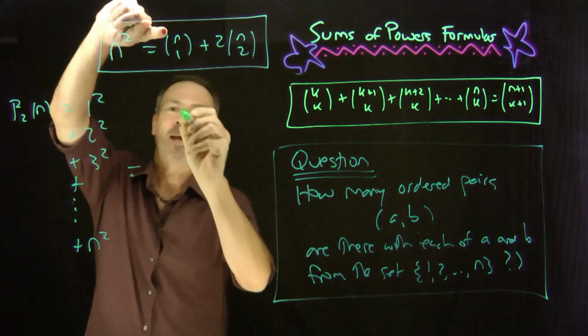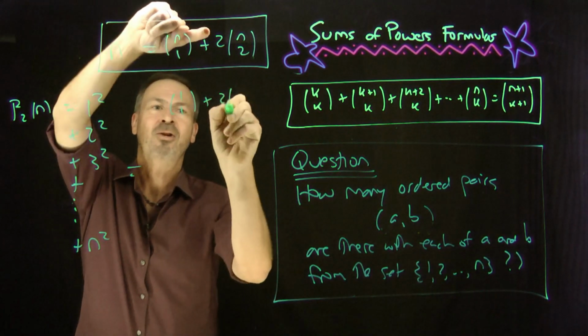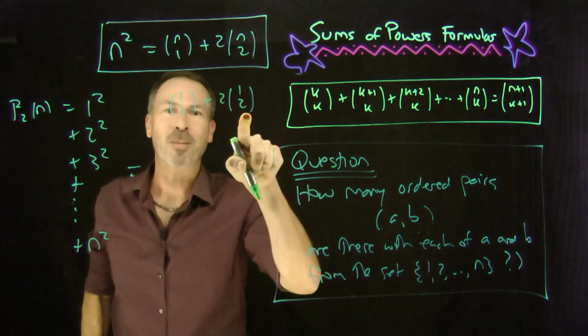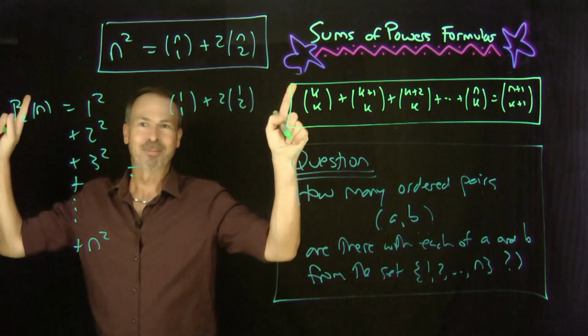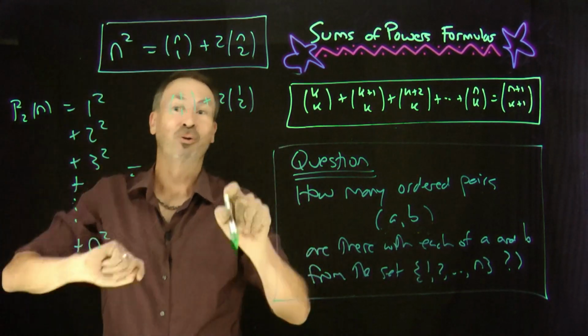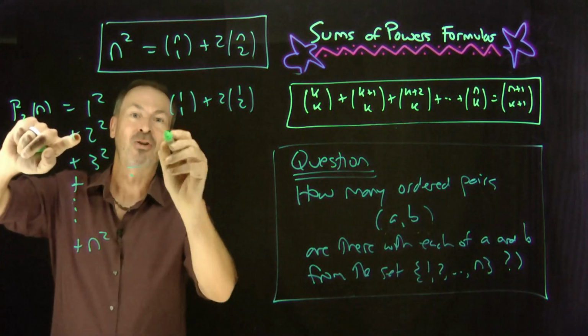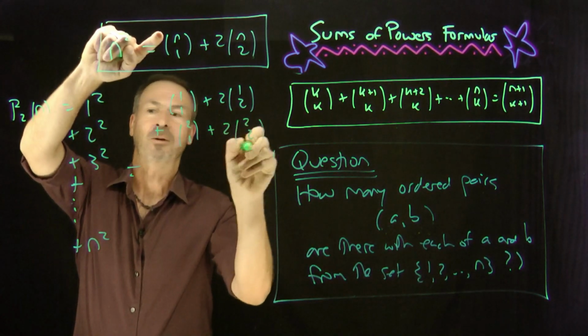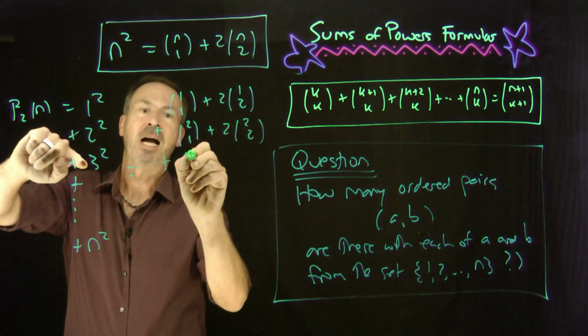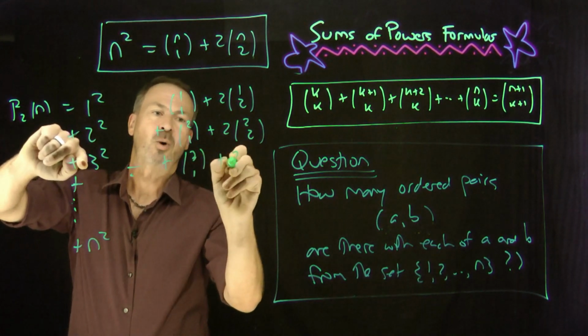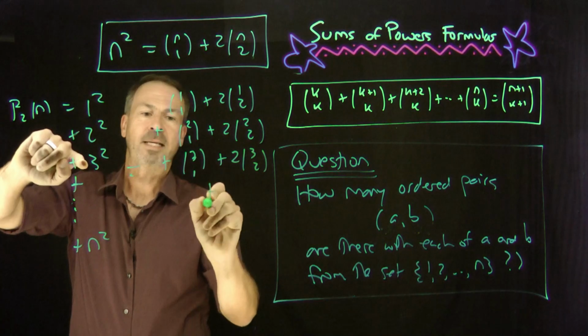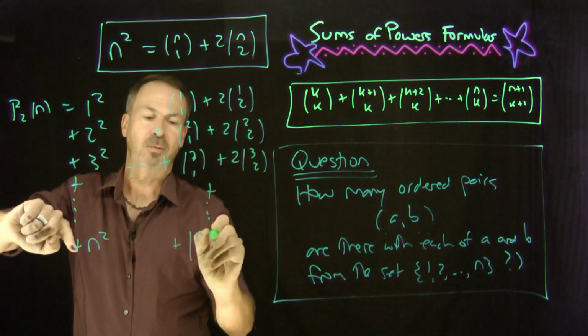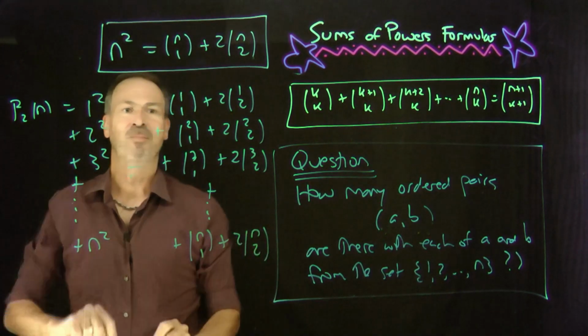So 1 squared would be 1 choose 1 plus 2 times 1 choose 2. Don't worry about that, that's 0. That makes good sense for us and it's still true for n equals 1. For n equals 2, I get 2 choose 1 plus twice 2 choose 2. For n equals 3, I get 3 choose 1 plus twice 3 choose 2, all the way down to n choose 1 plus twice n choose 2.